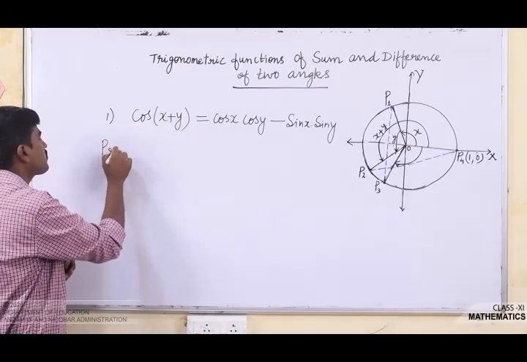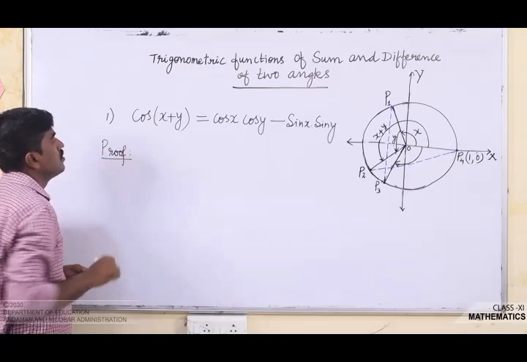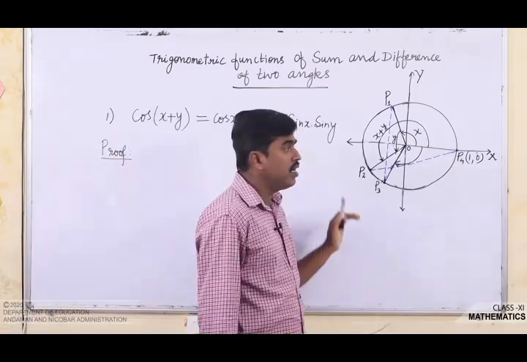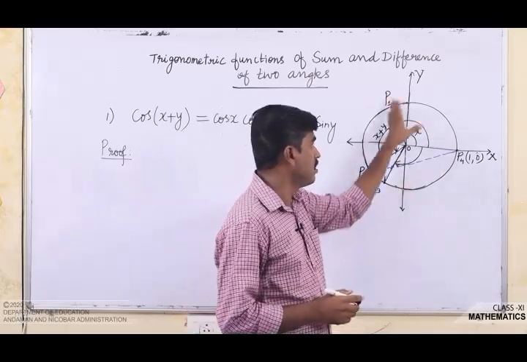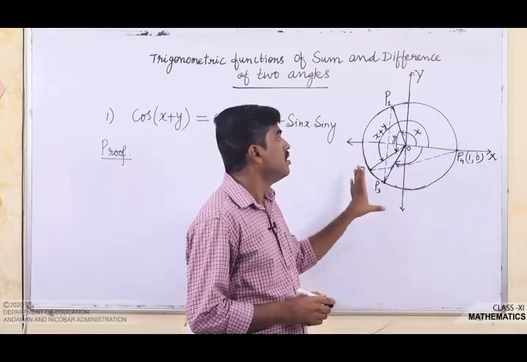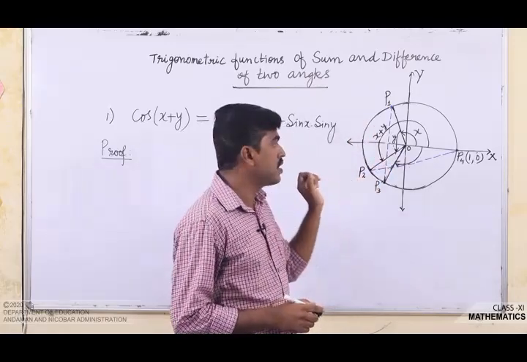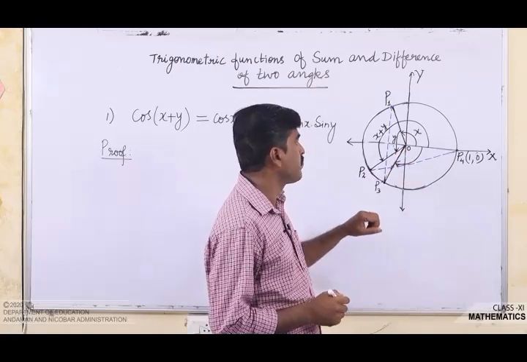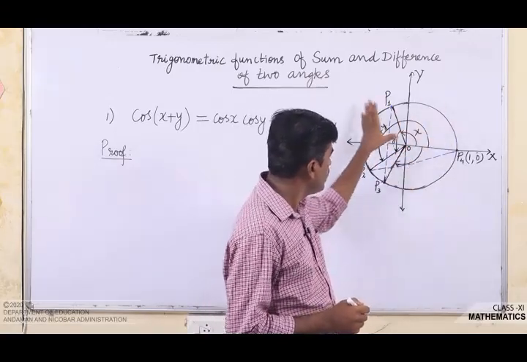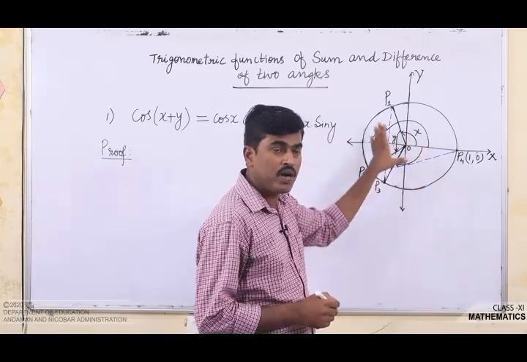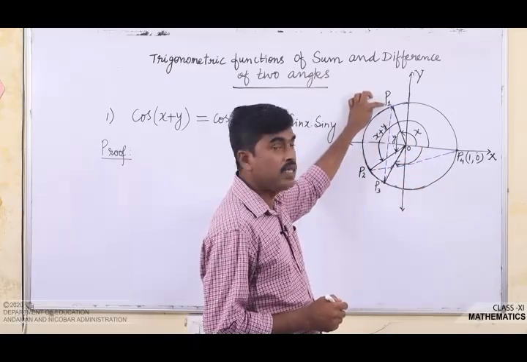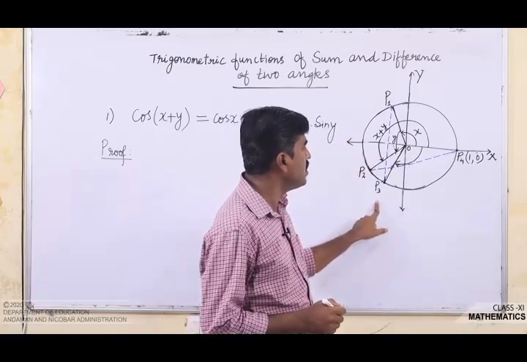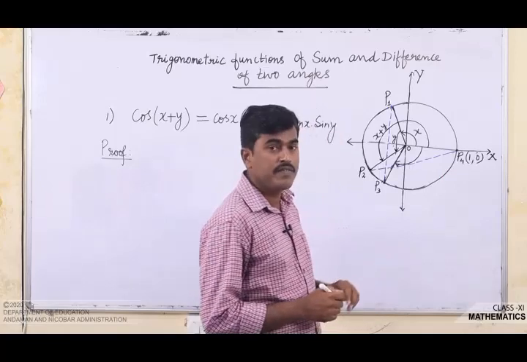Now how to prove this formula? Okay. So for the proof of this formula, consider a unit circle of radius 1 unit. Unit circle means a circle of radius 1 unit centered at the origin. Okay. Now take 4 points on the circumference of the circle: point P1, point P2, point P3 and point P4.